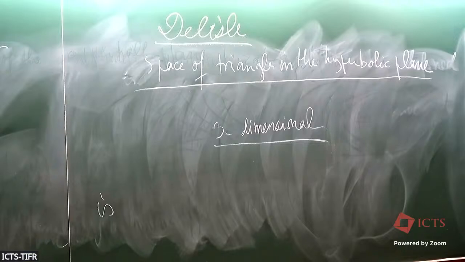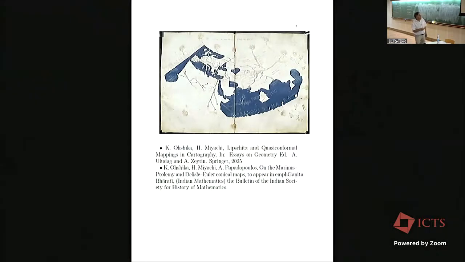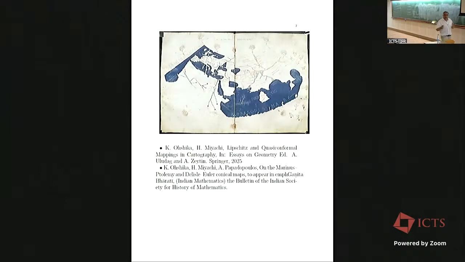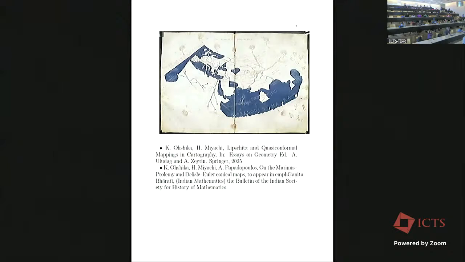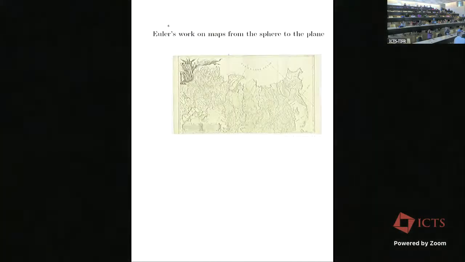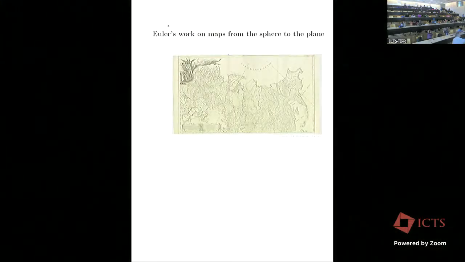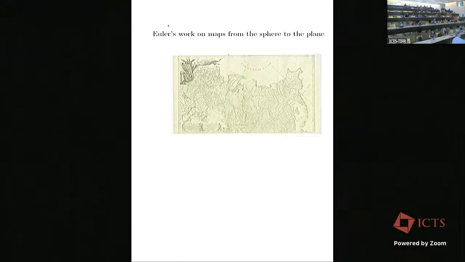Interestingly, at the Russian Academy of Sciences, there's a recent paper by Ohshika and Miyachi. They show that this Delisle map is the best among all sorts of geographical maps which share the same properties. For instance, sending meridians to lines intersecting in the same point, and the parallels to circles centered in this point.